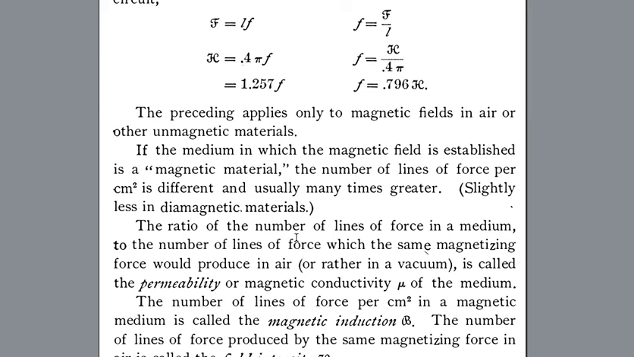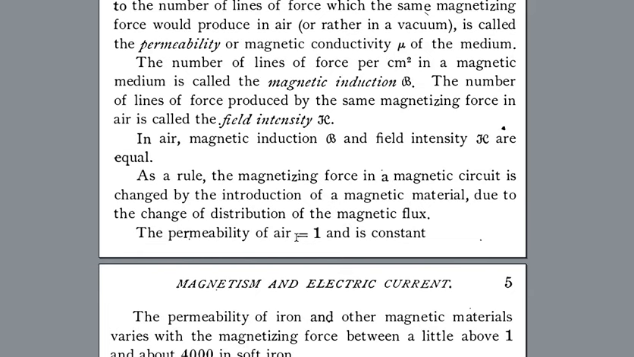If the medium in which the magnetic field is established is a magnetic material, the number of lines of force per square centimeter is different and usually many times greater. In diamagnetic materials, it is slightly less. The ratio of the number of lines of force in a medium to the number of lines of force that the same magnetizing force would produce in air, or rather in a vacuum, is called the permeability or magnetic conductivity, denoted as μ of the medium.